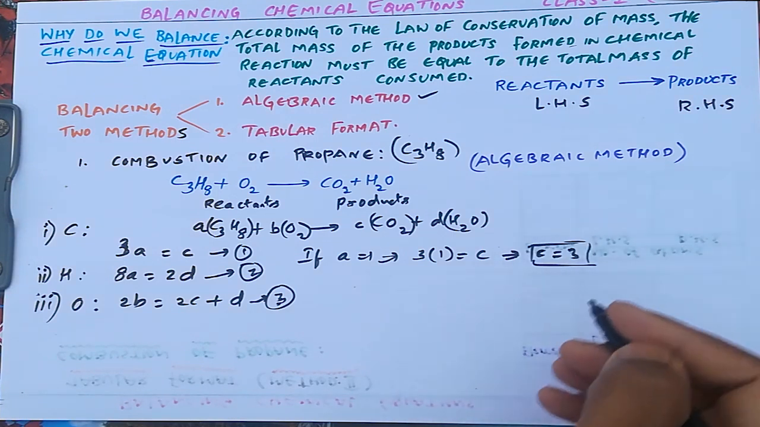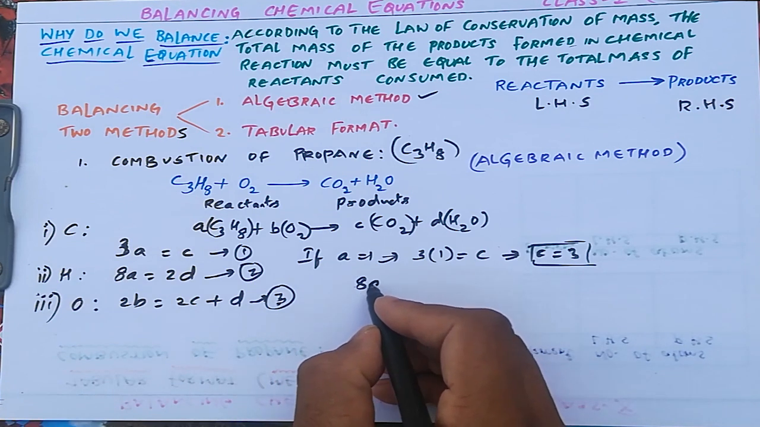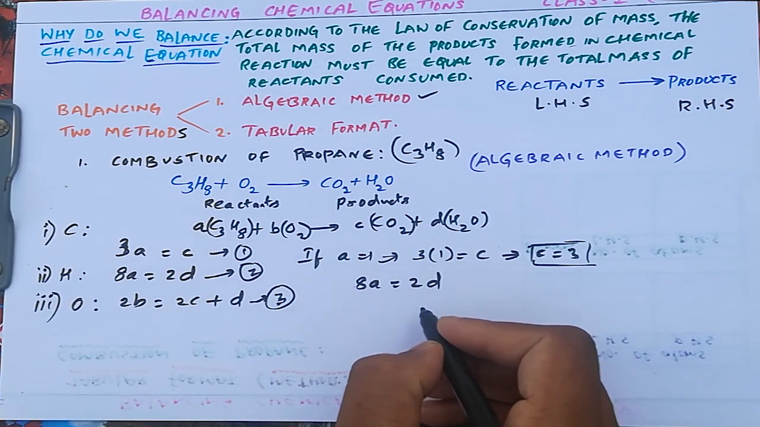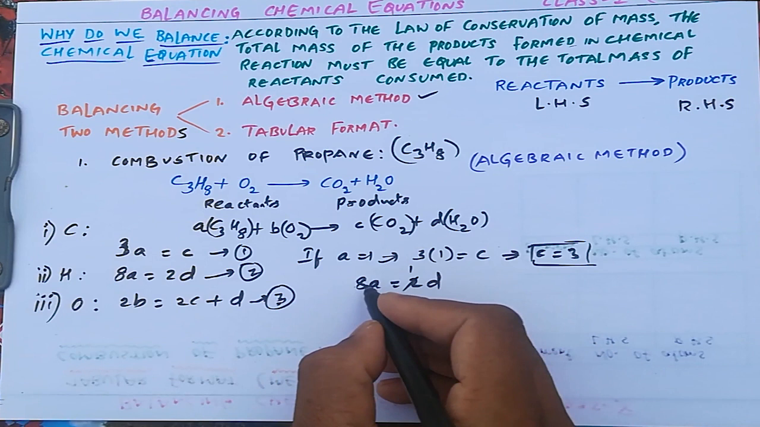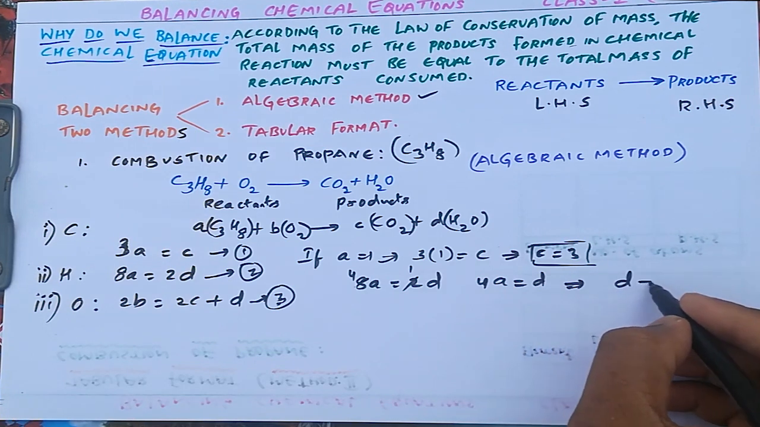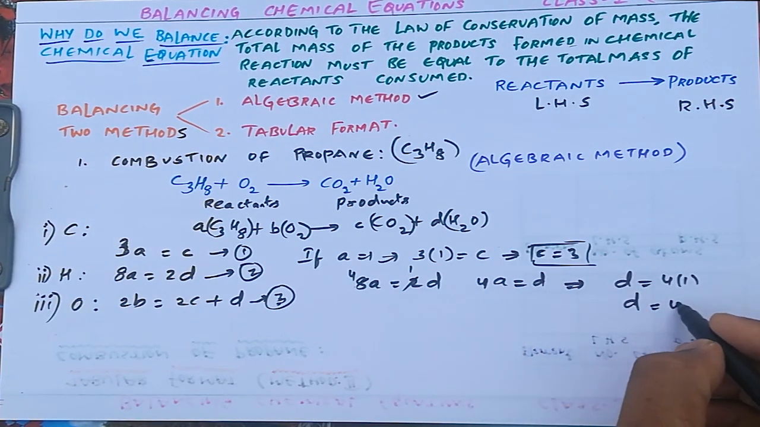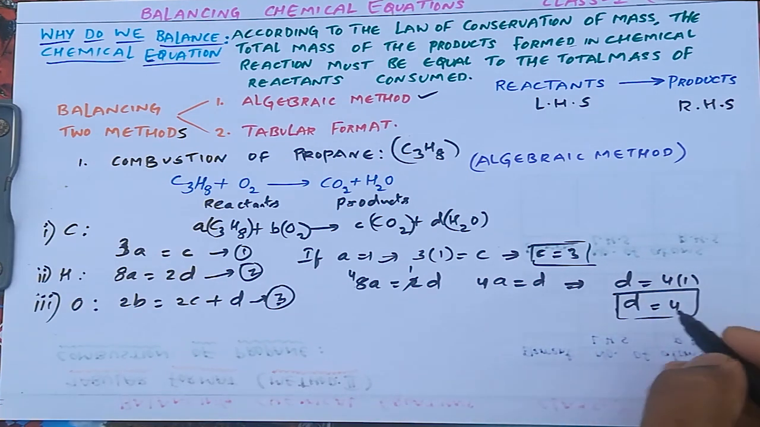Coefficient of C is 3. Then the second equation, 8A equal to 2D. If you divide 2 ones are 2 and 2 fours are 8, we get 4A equal to D. That is D equal to 4 into A, and A equal to 1 we are taking, so D equal to 4. We got D equal to 4.